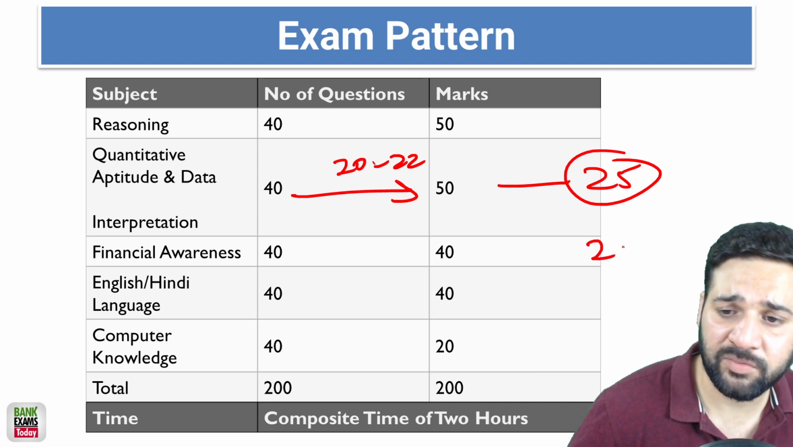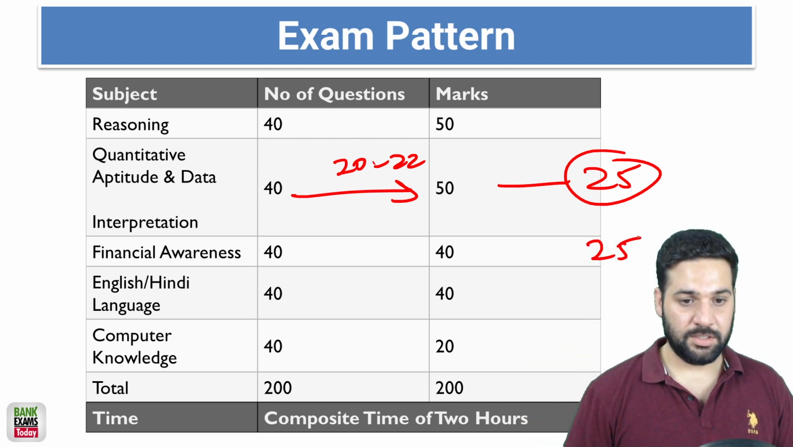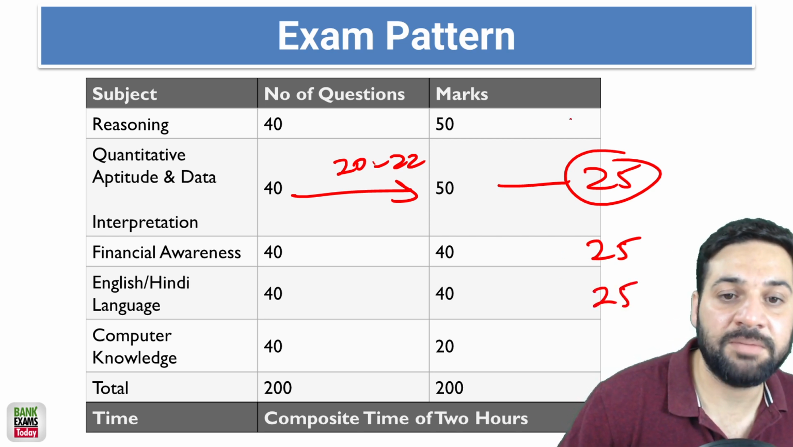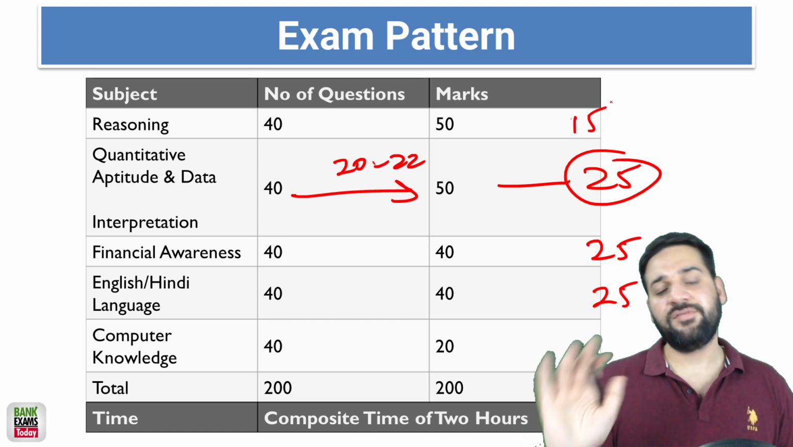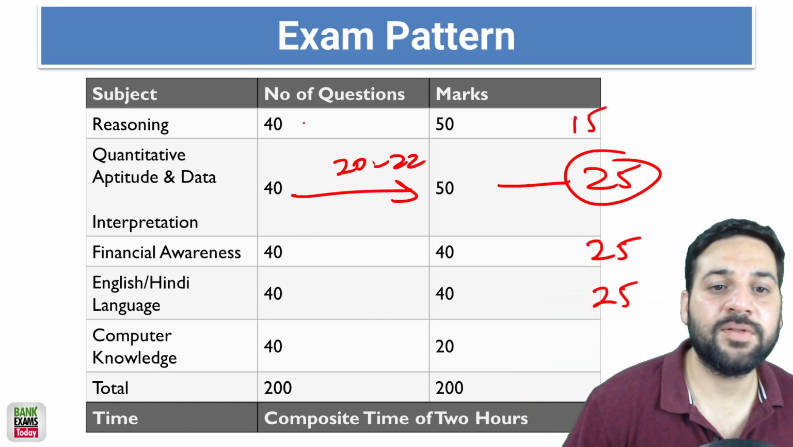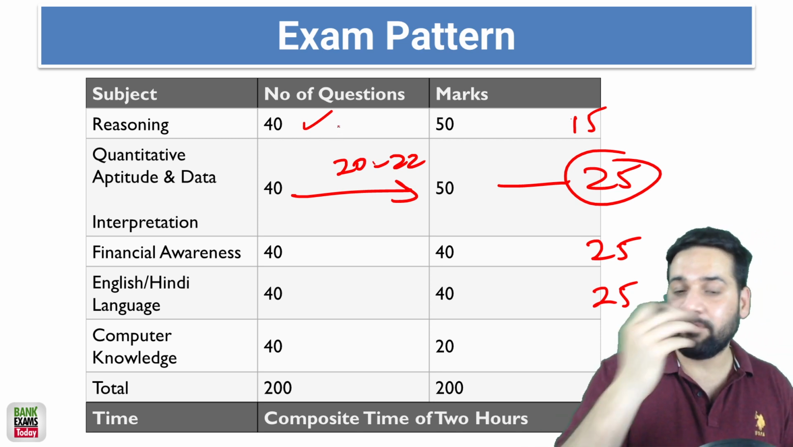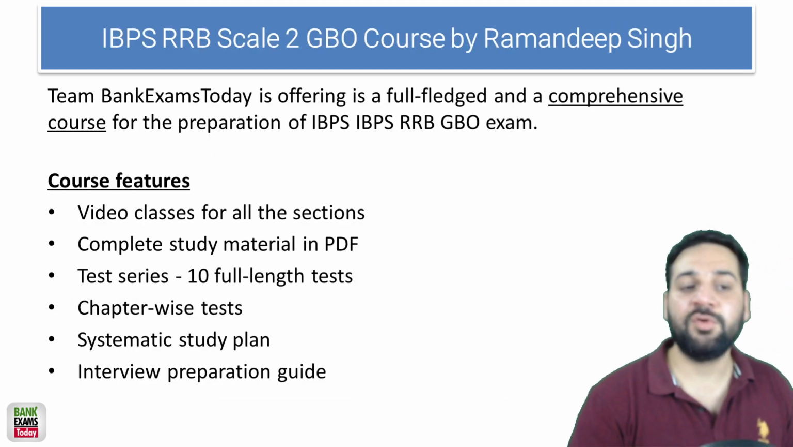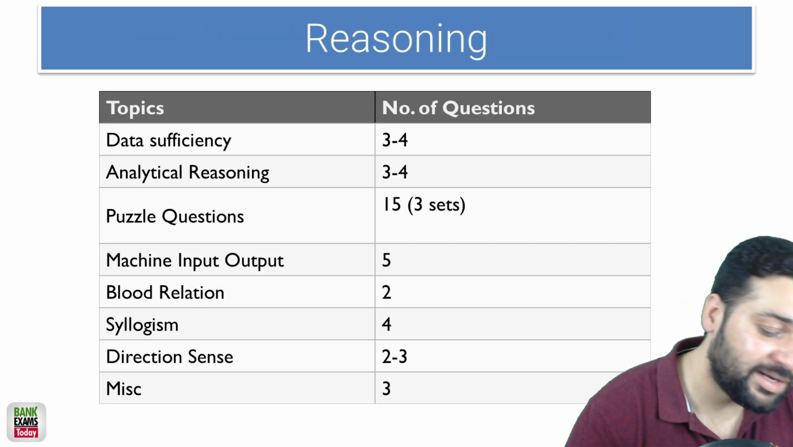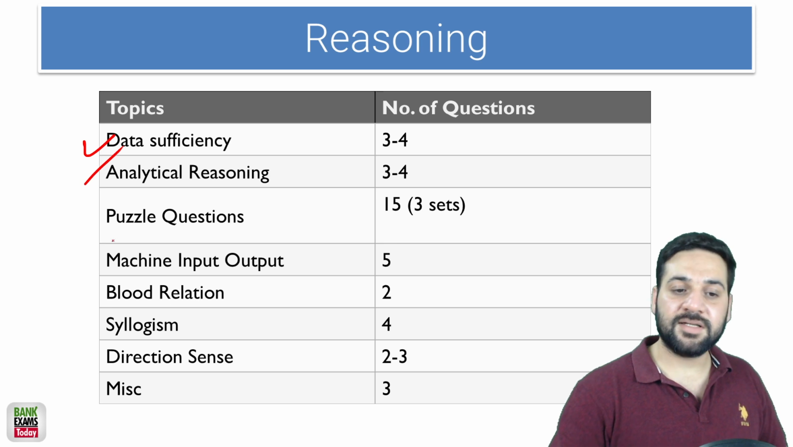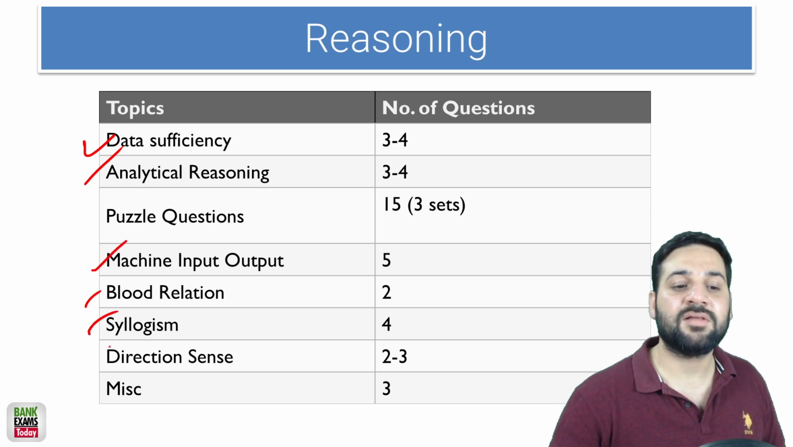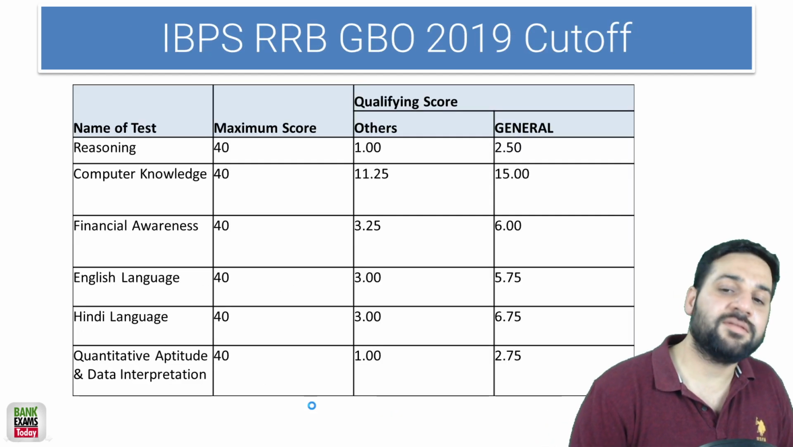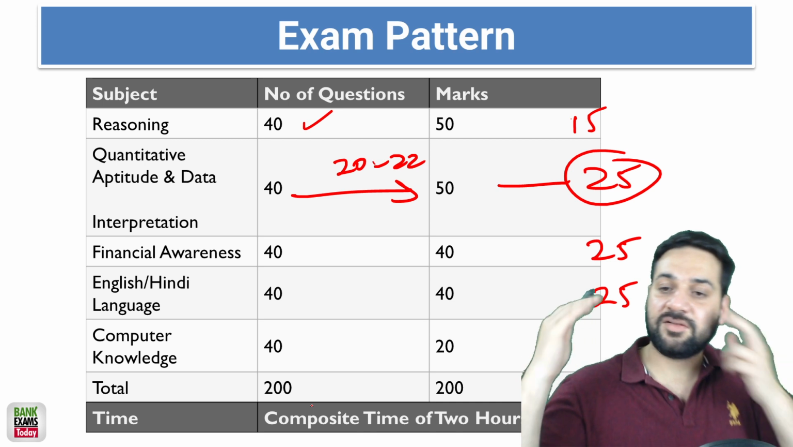फाइनेंशियल अवेयरनेस, I would say 25 इजीली डूएबल है. इंग्लिश लैंग्वेज में even 25 इजीली डूएबल है. रीजनिंग एबिलिटी में मैं कहता हूँ कि around 15 लगा लो. चलो आप 15, it's possible. 40 questions, you can mark like at least 12 questions correct, na? You can do that. Okay, if you are bad at puzzles, if you don't have time, but there is data sufficiency, analytical reasoning, machine input output, blood relations, directions, these are very, very easy. You can easily score 12, 13 marks. There is nothing much. Chalo 15 score kar lo.